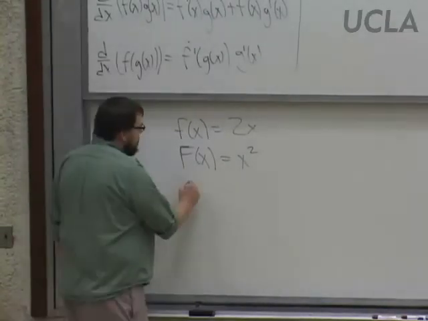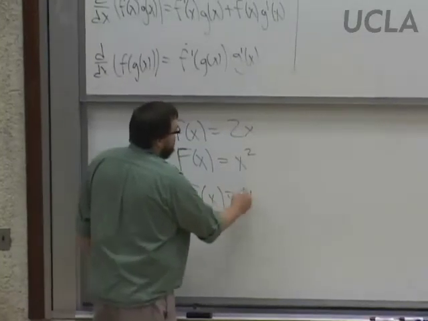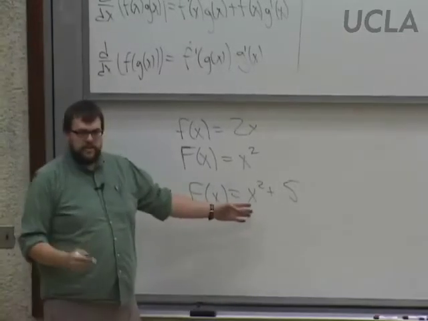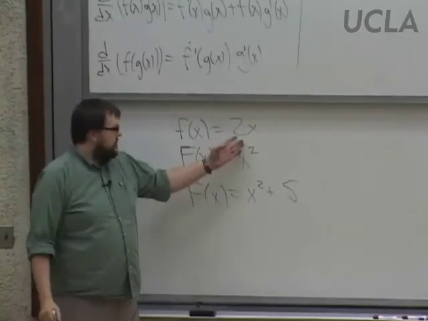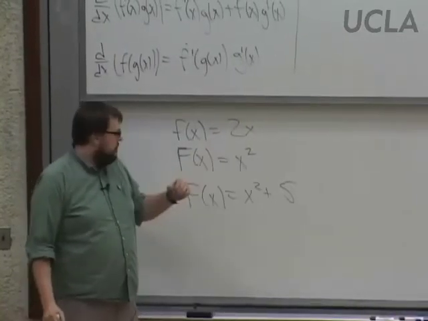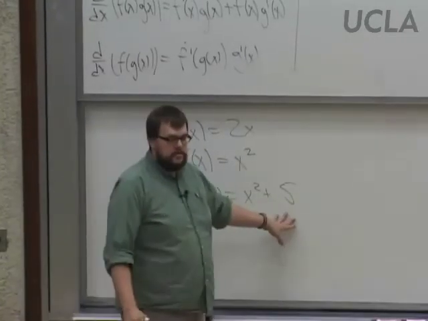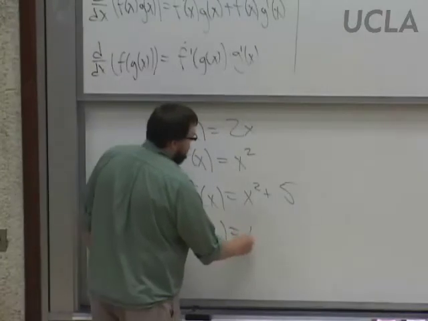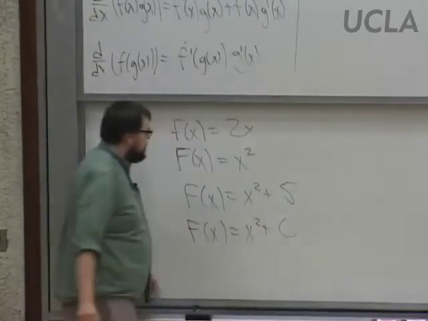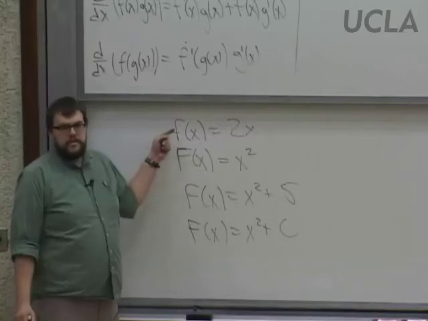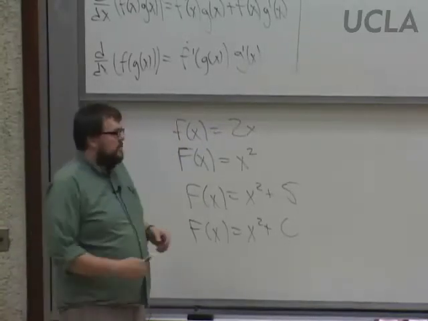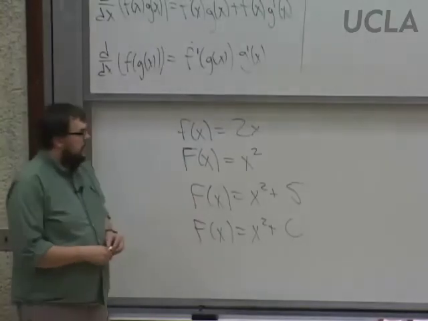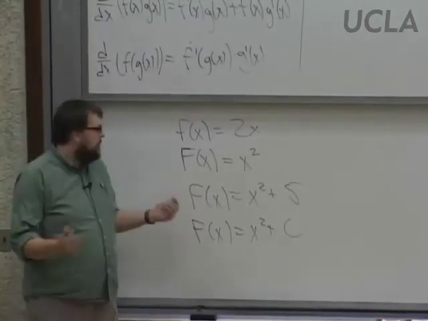Yeah, I could also do something like f of x is x squared plus 5. Because if I take the derivative of x squared plus 5, the derivative is, again, 2x, because the derivative of 5 is 0. In fact, any constant I add to x squared is, again, going to be an antiderivative of 2x. So when we talk about antiderivatives, we have to use the word "an" and not the word "the," because there's more than one. There are infinitely many.